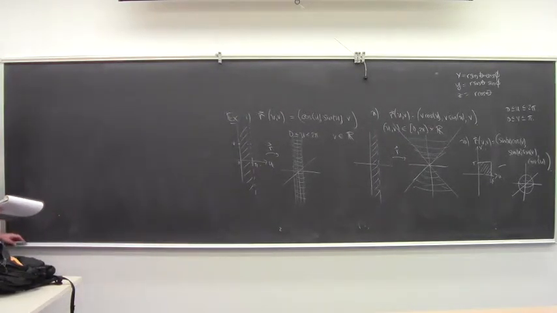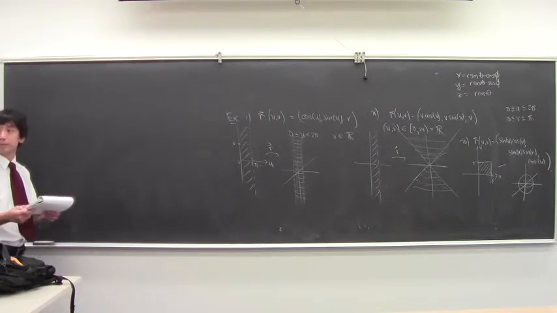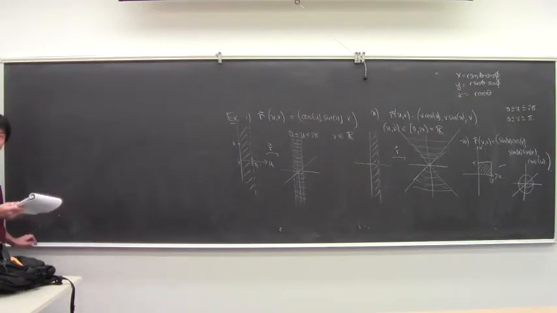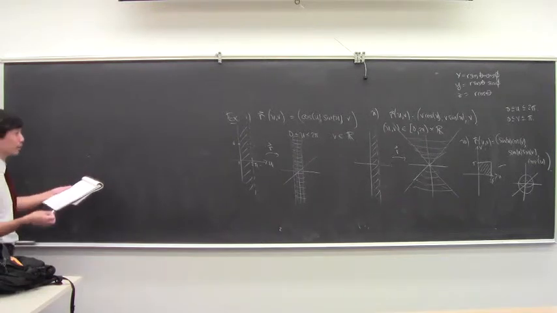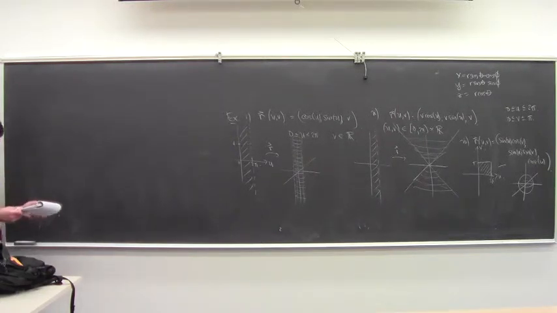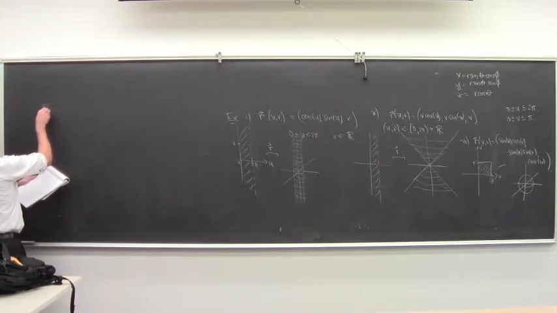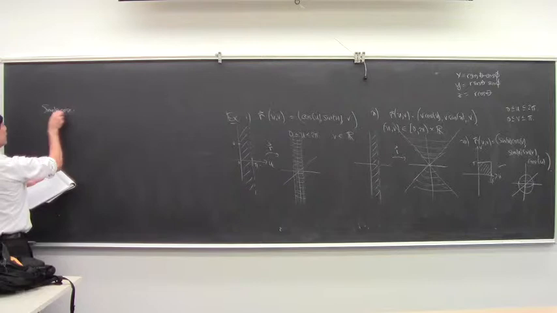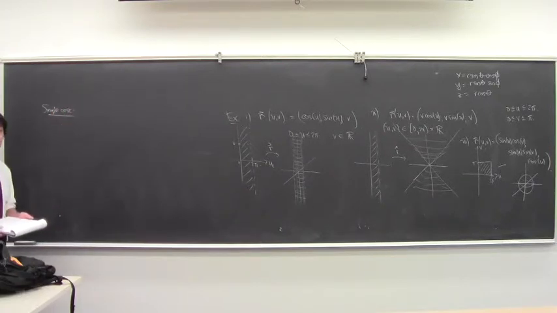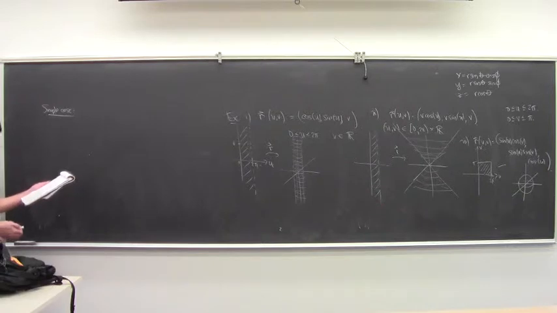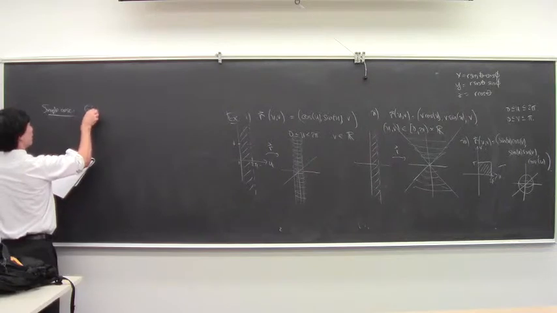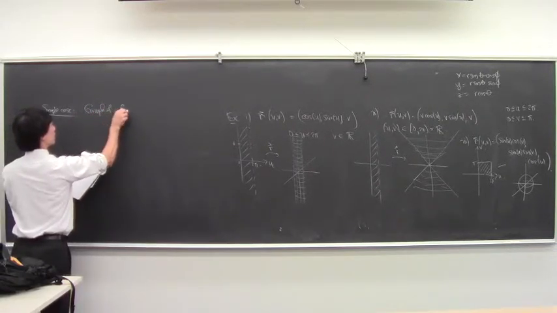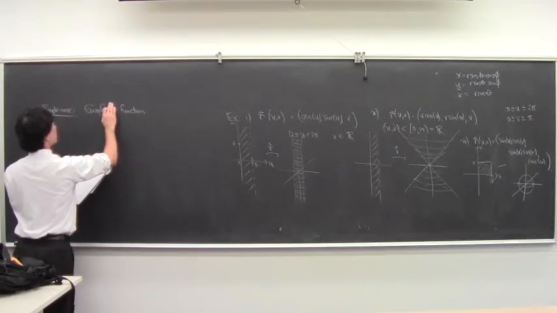Okay. So, there's one case where parameterization is really easy. Here's a simple case. Maybe finding parameterizations in general may not be so easy, but there's one case where it actually is really easy. The graph of a function.